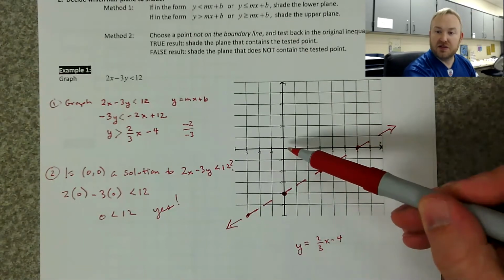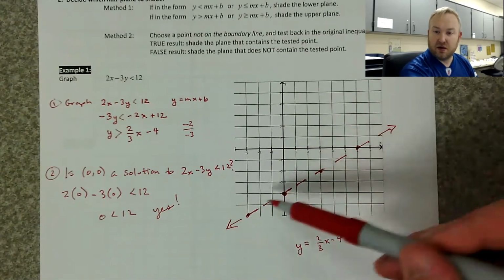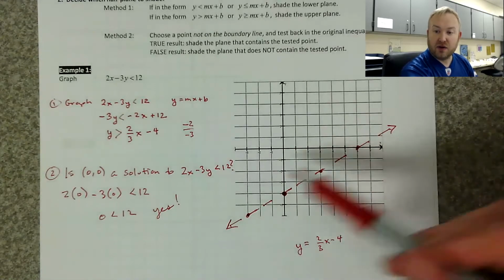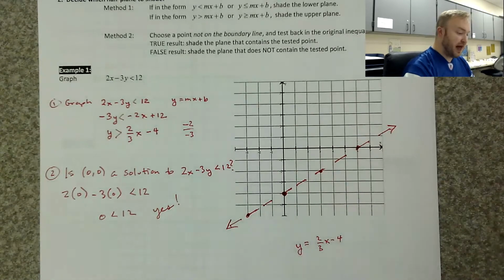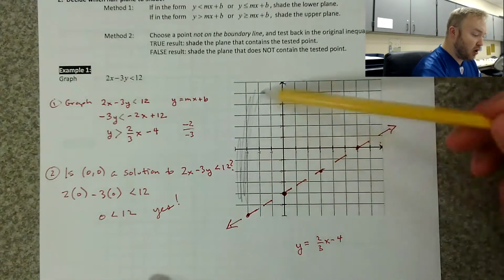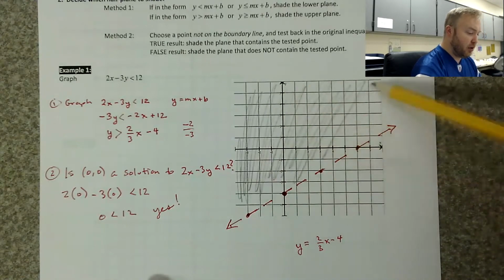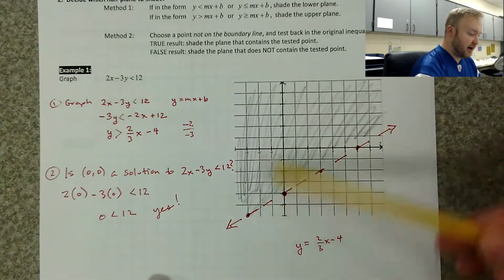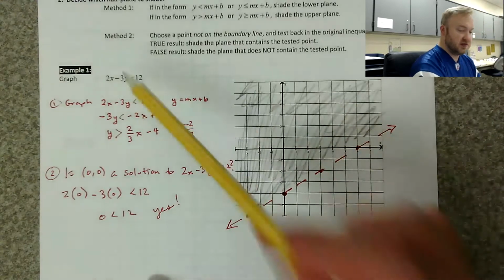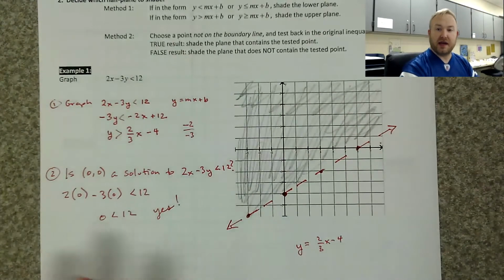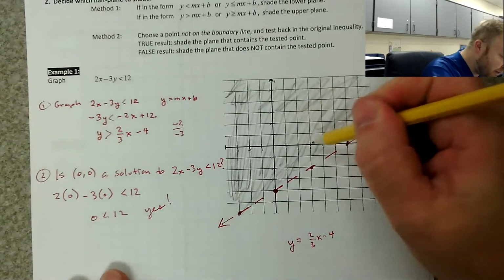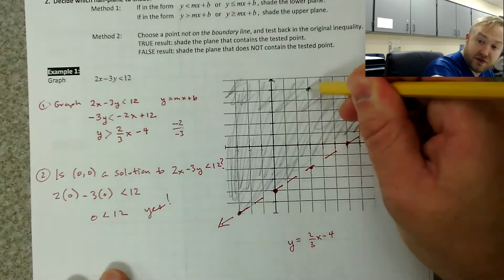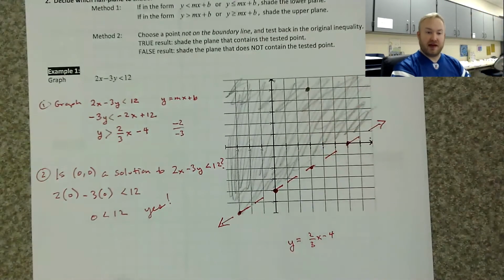So there's 0, 0. Do you notice how 0, 0 is above our dotted line? That means that all of the points above that line are solutions to that inequality. We can pick any other point we want. I don't know, how about 3, 5? 3, 5 is above that line.